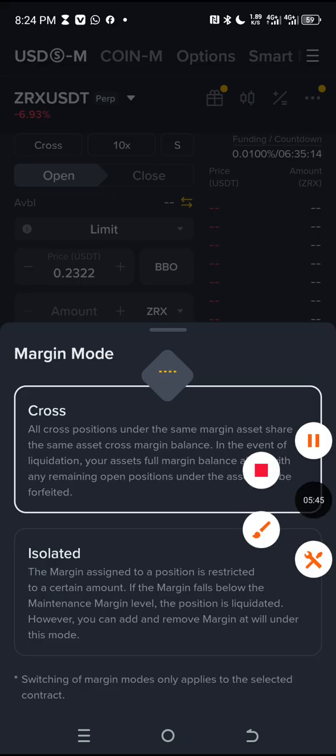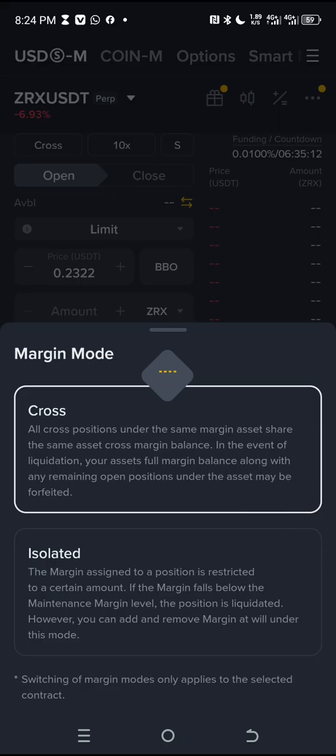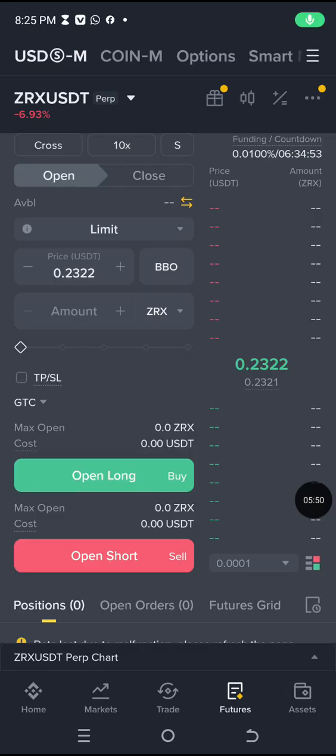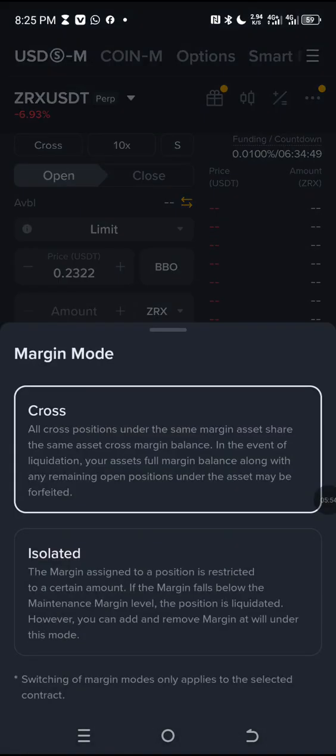My network is slow, that's why it is taking time. Okay, right now it is adjusted. They showed me success. Let me tap again.